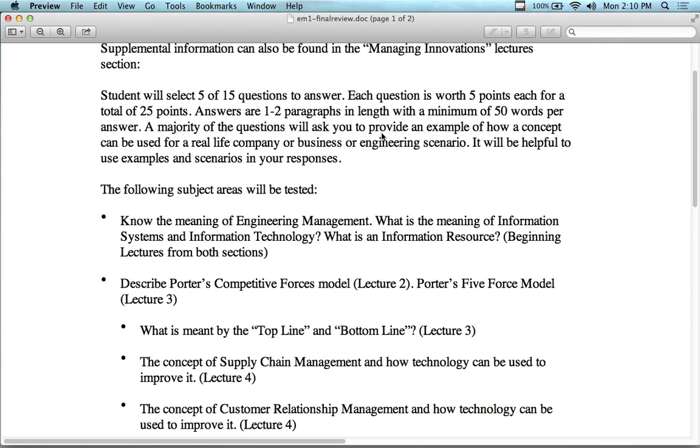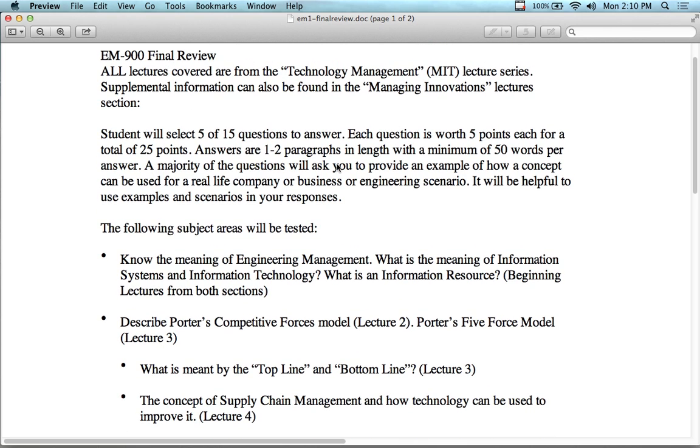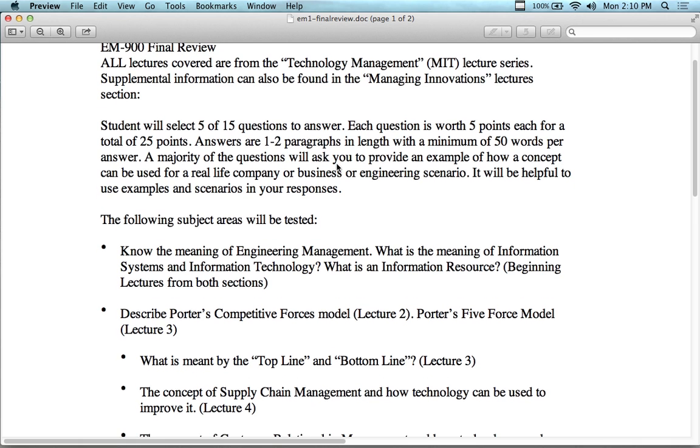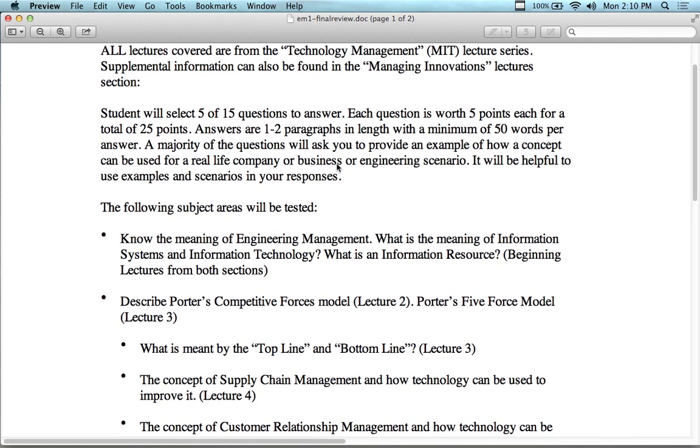But there's no maximum. You can write as much as you want. I just want you to be able to answer it. In order to answer the question thoroughly, you're going to have to use at least 50 words in most cases. A majority of the questions are going to ask you to provide information about how a concept could be used, what a concept is, how the concept could be used in a real company or in a business environment or in an engineering scenario.